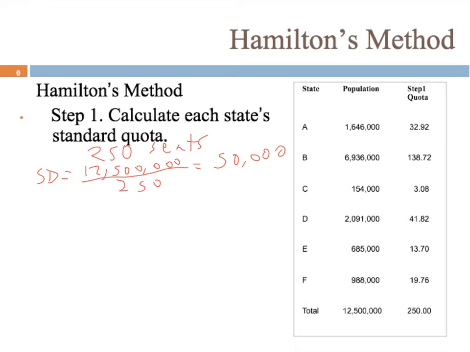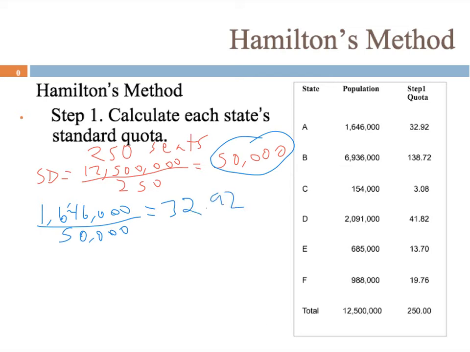Then we're going to take that number and divide each state's individual population by that number, 50,000. So for example, state A, to get the standard quota for A, we would take 1,646,000 and divide that by 50,000. And that's where that 32.92 is coming from. So that's what you'll get, 32.92. Okay, and that's the quota for A.